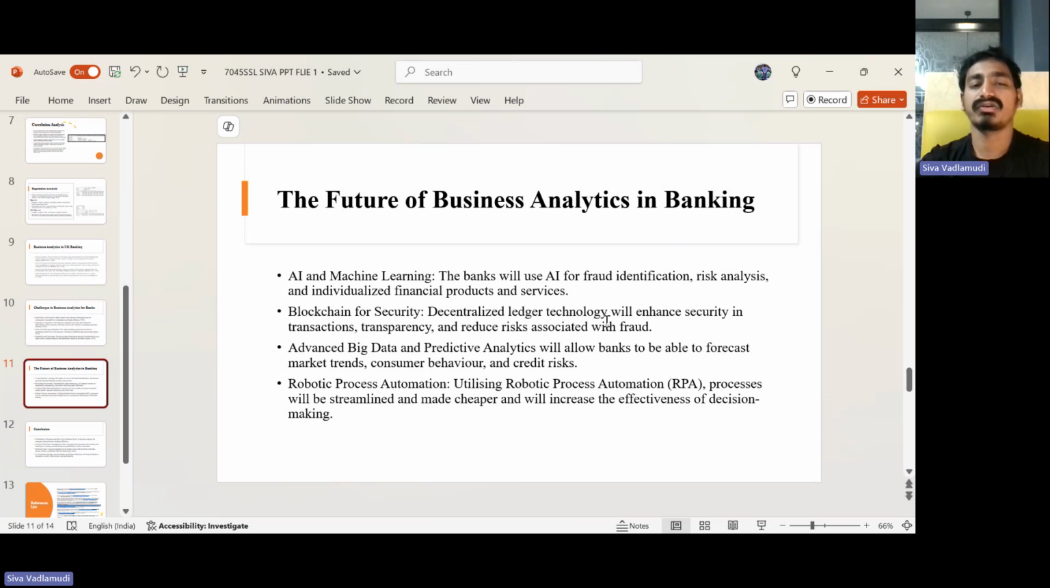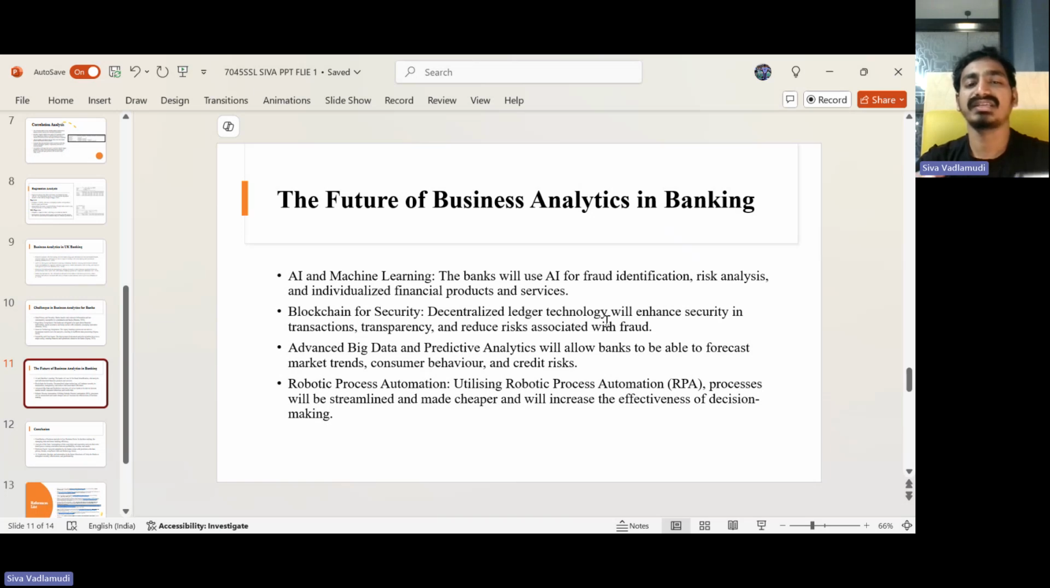Robotic process automation is in the future of businesses, along with AI and machine learning, blockchain for security, and advanced big data and predictive analysis. The last one is robotic process automation. First, AI and machine learning are used for fraud identification and risk analysis, and also for the individualization of financial products and services.